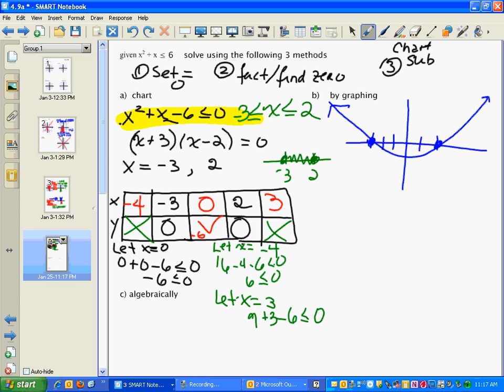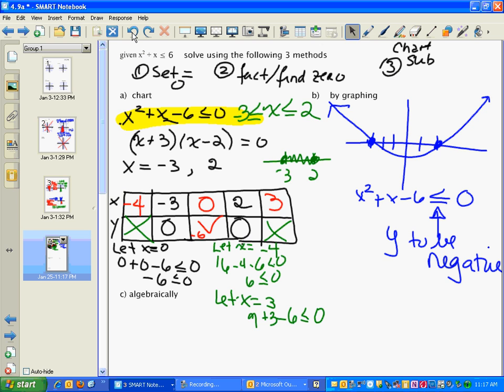Freehand it. Now, remember, if I say that x squared plus x minus 6 is less than or equal to 0, this is telling me what kind of answers I want for my y. I want y's to be negative. Where does your graph show negative y's? Where is the parabola showing negative y's? You tell me. If I go out this way, what y values do I get?